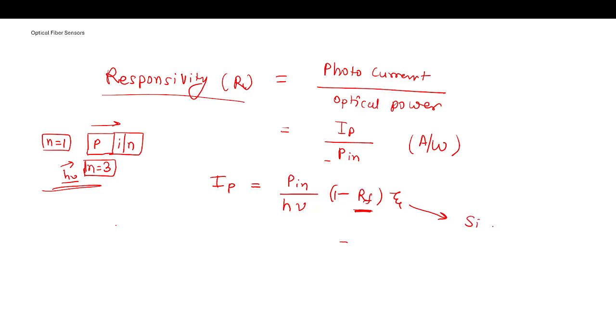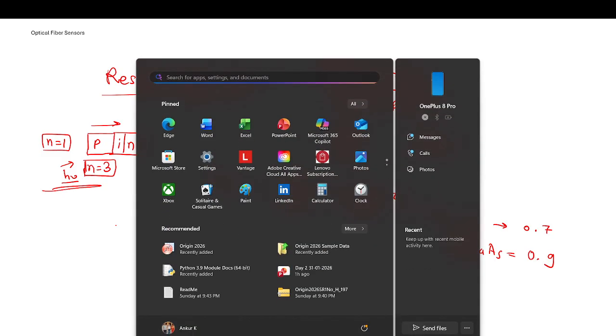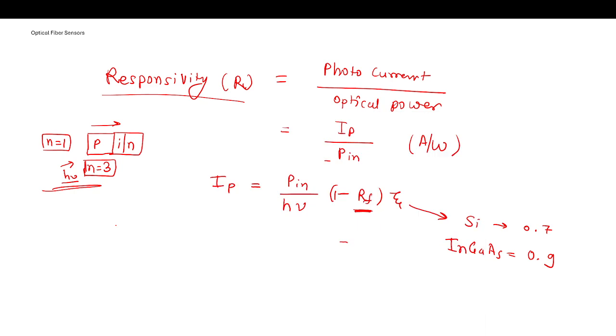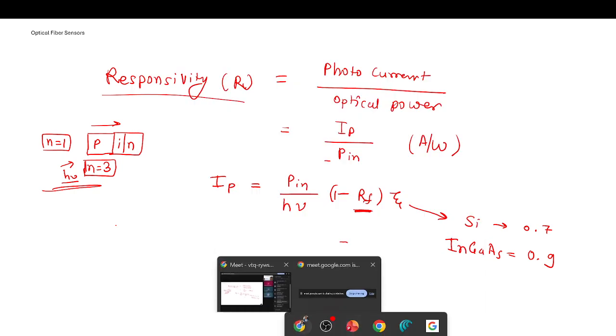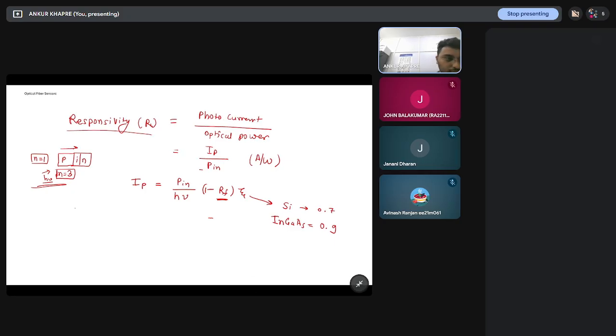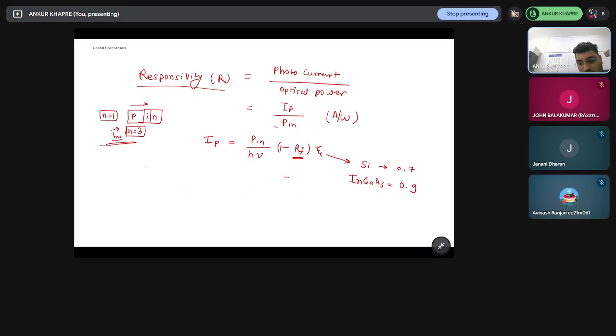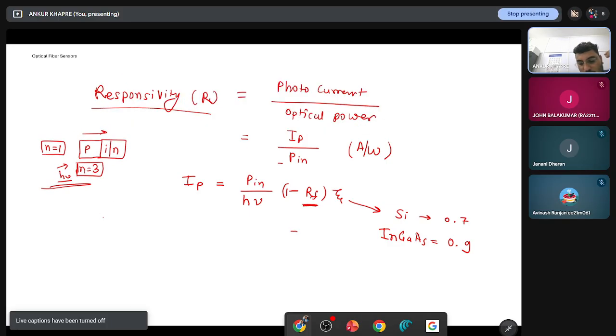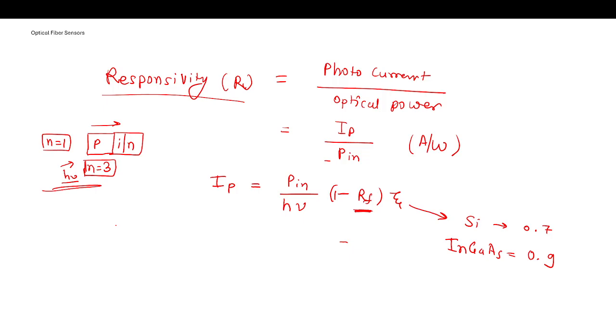Suppose you are taking a silicon photodiode. Because it's an indirect band gap, it will have an efficiency of 0.7, while indium gallium arsenide, which has a direct band gap, will have the responsivity, the photoelectron conversion efficiency, of 0.9. Is it clear?